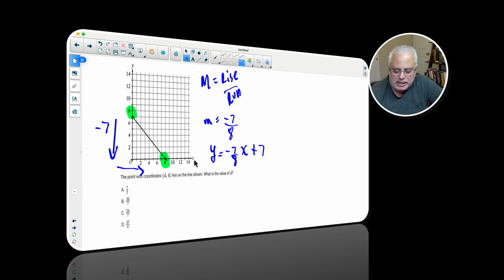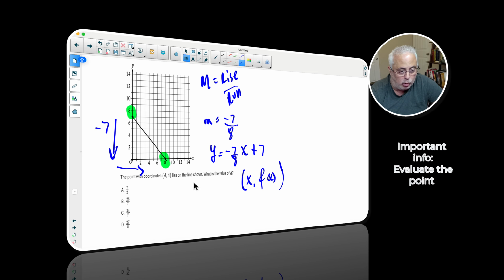I have here the beauty of x and f of x. And with that information, I can use substitution and get the missing value x. The y value is 4. So let me do it right here. 4 is the y value, or f of x. So I can replace f of x or y by 4. And the rest is playing with the numbers. -7 over 8x. I don't know x. In this particular case, x is d. Okay, let me put D if you want. And the y-intercept is 7.